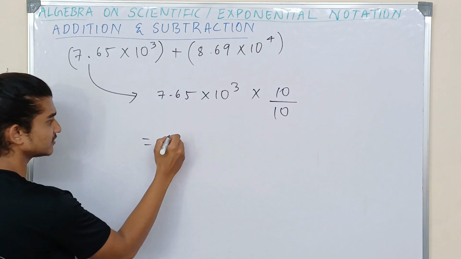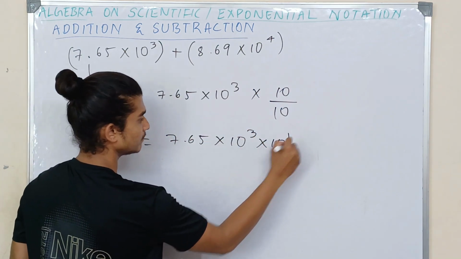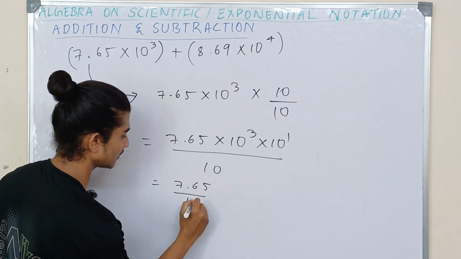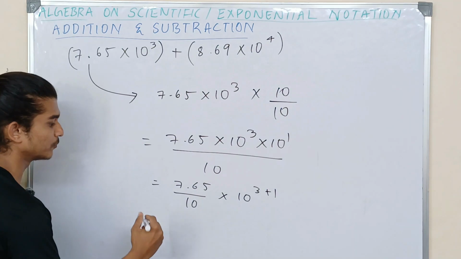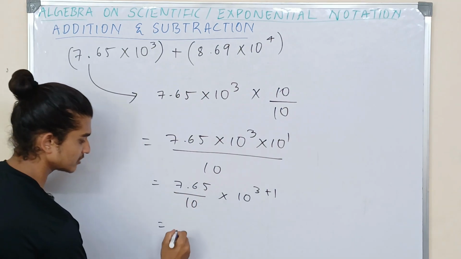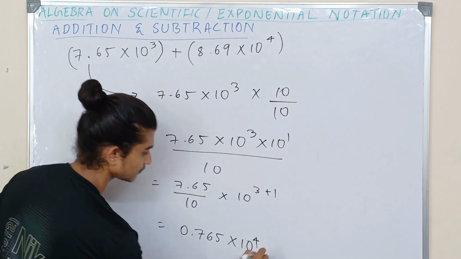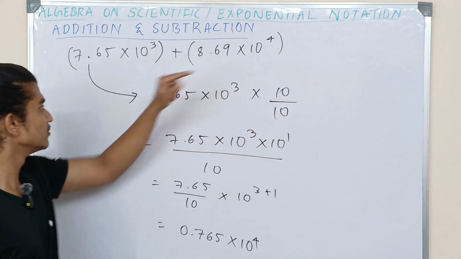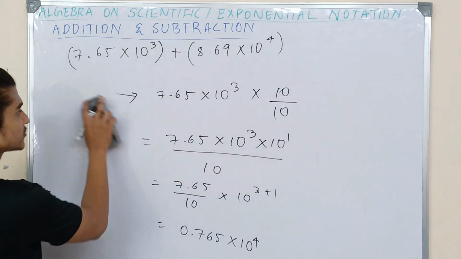So what I'm going to do next is 7.65 into 10 power 3 into 10 power 1 divided by 10. So next, the rule: 7.65 divided by 10 into 10 to the power 3 plus 1. Previous rule, I hope you remember that. So I'm going to divide this, so 0.765 into 10 to the power 4. So now we have matched the exponents of this with this. Now I'm going to replace this number with this number, which is totally same.